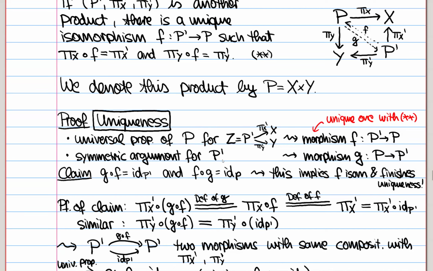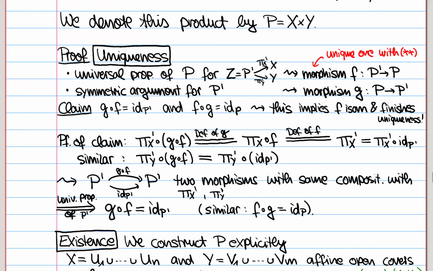And by the symmetric argument, you swap the roles around, you also get a unique map g, such that all of these commutation conditions hold. And the only thing that you need to check is that they are inverse isomorphisms to each other. So you want to check that these two compositions give the identity respectively. This finishes the statement that f is an isomorphism, and then also the uniqueness. And so for the proof of this claim, now we just start manipulating formulas. So basically, we want to check that g composed with f is the identity.